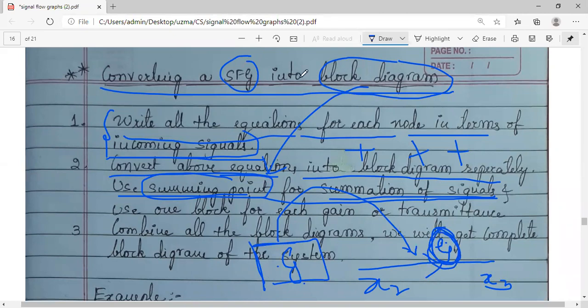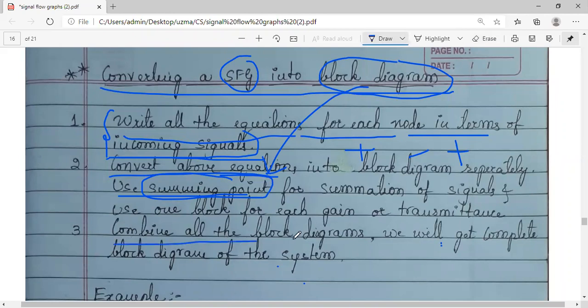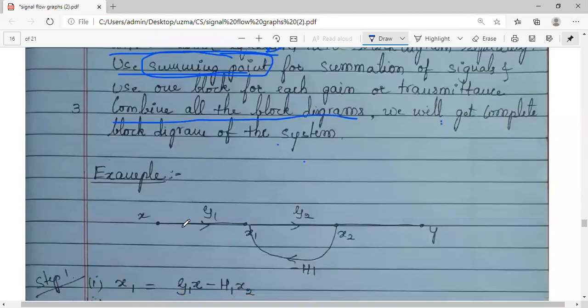Then finally the third step. In the second step we are drawing block diagrams for each equation. In the first step we have written the equations; as many equations as there are, that many block diagrams we have to draw in the second step. And finally the third step is combining all those separate block diagrams. So these are the three steps we follow. Let us take one example, a simple example is given here. It's not too big, a very simple signal flow graph is given to you.